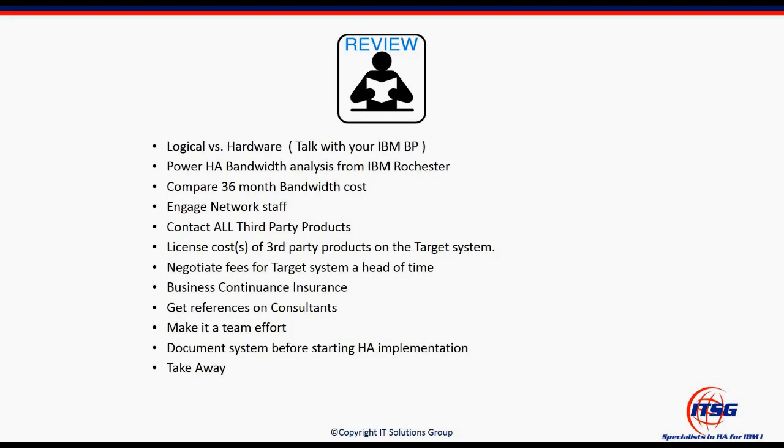Business continuance insurance. That's your silver bullet to getting some money back from your insurance company. Your reduction in insurance premium can help offset the cost of your high availability. Get references on consultants. Make it a team effort. Document the system before you make any changes. We have that in our takeaway here. If you're working with journaling, make sure you print all your journal attributes off on each system, on each journal, so you can document that.